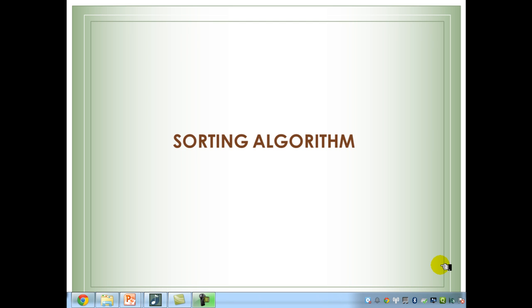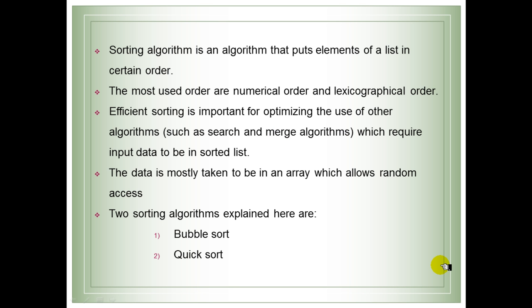In this lecture, we are going to see about sorting algorithms. A sorting algorithm is an algorithm that puts elements of a list in a certain order. The most used orders are numerical order, either ascending or descending, and lexicographical order. We use sorting algorithms to optimize other algorithms like search and merge algorithms, which require sorted input data.